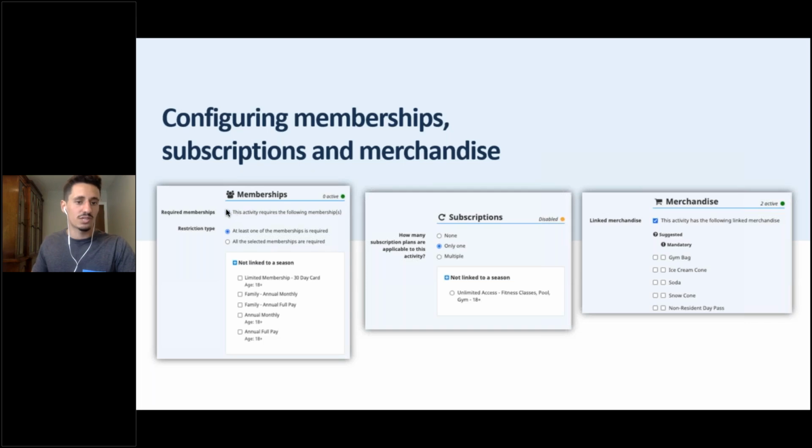Memberships: once you select this little box, it will enable it, and then you have to select if you want at least one of the memberships to be required, or all of these selected memberships to be required. For example, if a club requires a club membership and a gym membership, they can select that all the selected memberships are required. During checkout, if the client does not have those memberships already, they will be forced to purchase them at the same time as the registration, otherwise they will not be able to register. Same thing goes for the subscriptions, it's very similar.